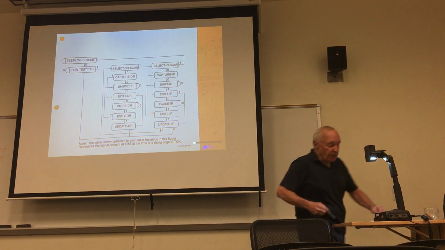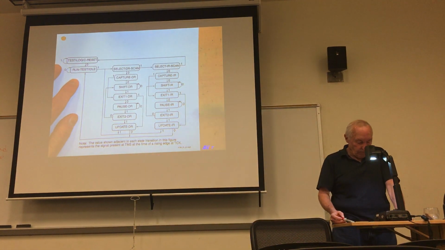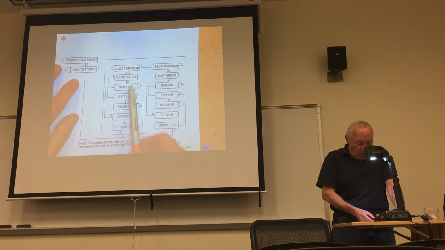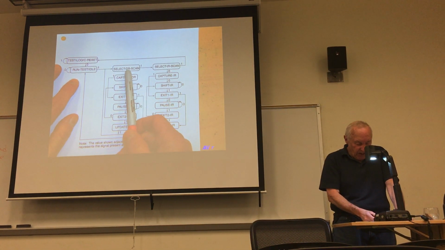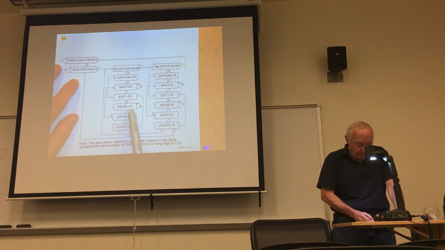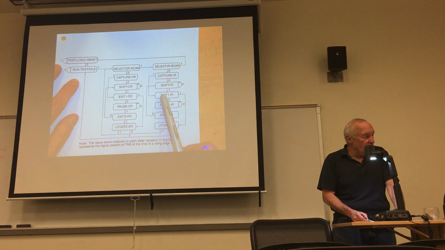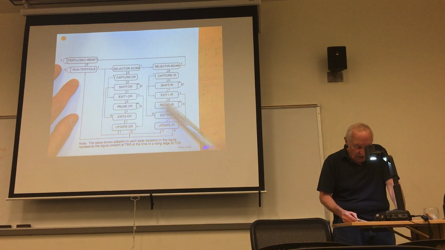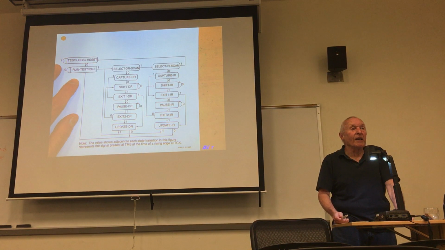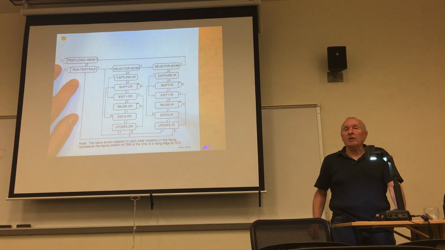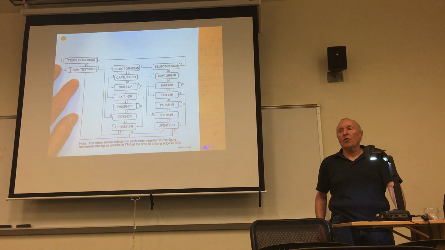You'll see there are 2 columns here, and these are almost identical, except these have DRs and these have IRs. Select DR scan, select IR scan. Exit 1 DR, exit 1 IR. Pause DR, pause IR. And if you look at the arcs, they're almost identically located. DR stands for data register, IR stands for instruction register.